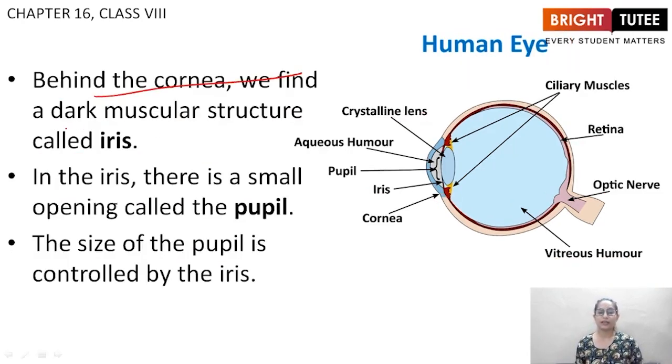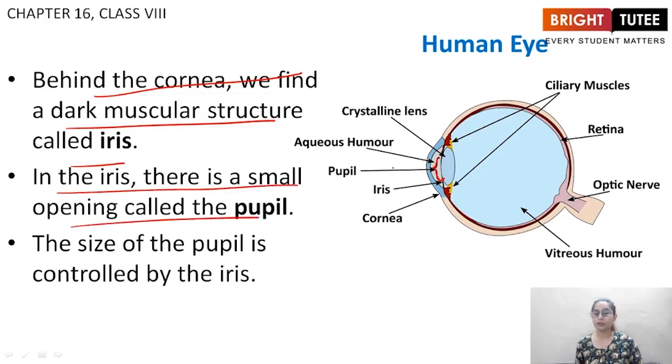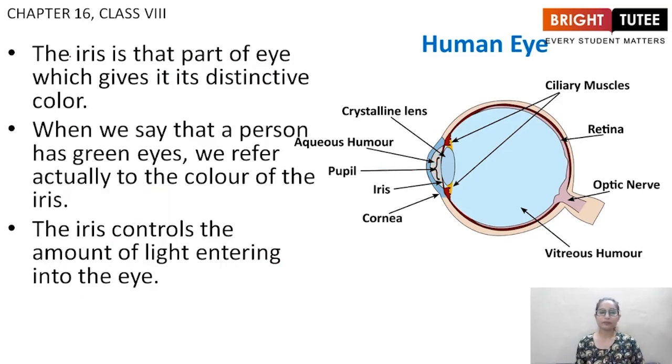Behind the cornea, we find a dark muscular structure called iris. This part is iris that I just marked. In the iris, there is a small opening called pupil. This is through which the light enters. The size of pupil is controlled by the iris. Iris adjusts the size of pupil. The iris is the part of the eye which gives it its distinctive color.